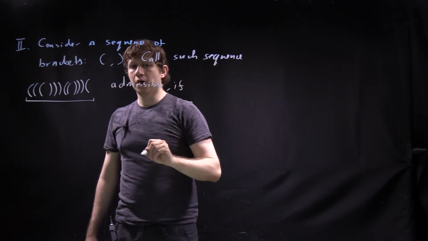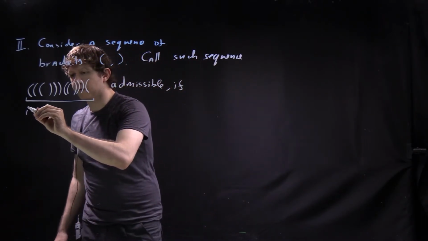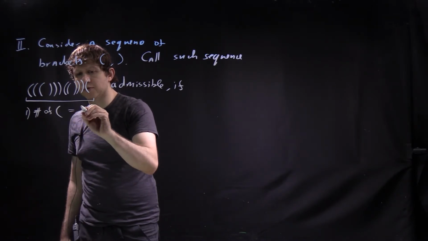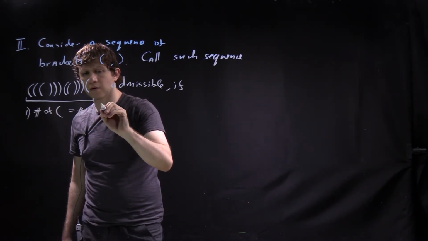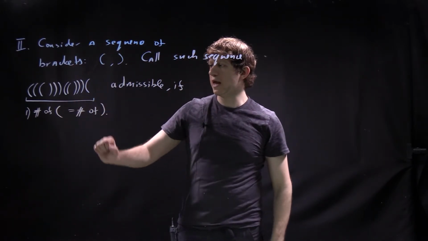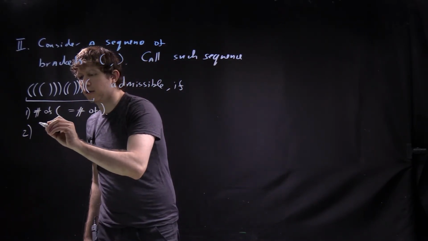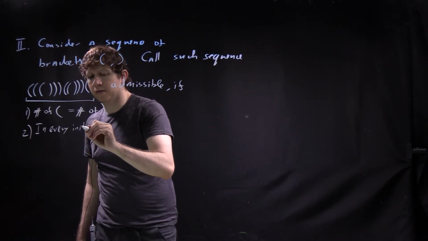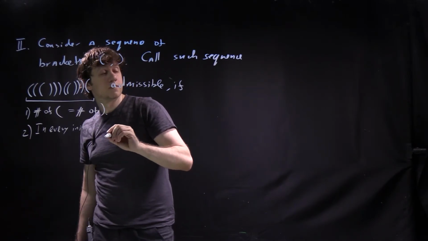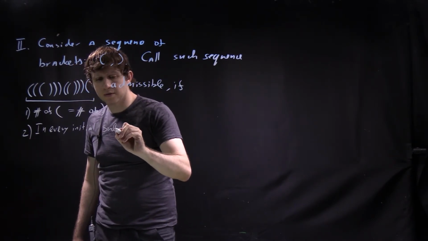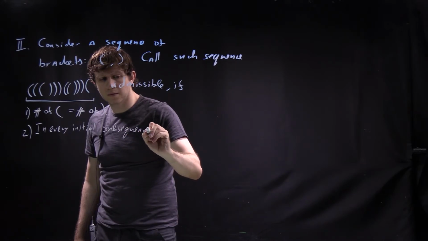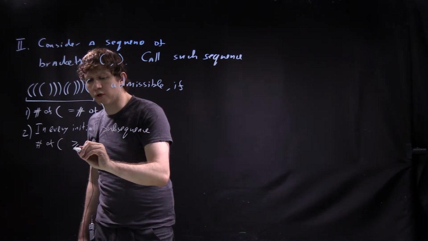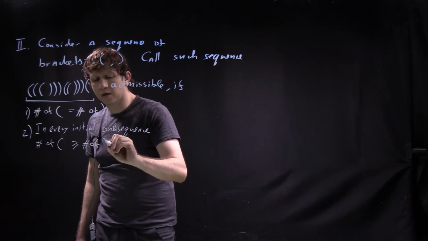if two conditions hold. So first, the number of opening brackets equals the number of closing brackets. And the second condition is that in every initial subsequence, the number of opening brackets is greater or equal to the number of closing brackets.